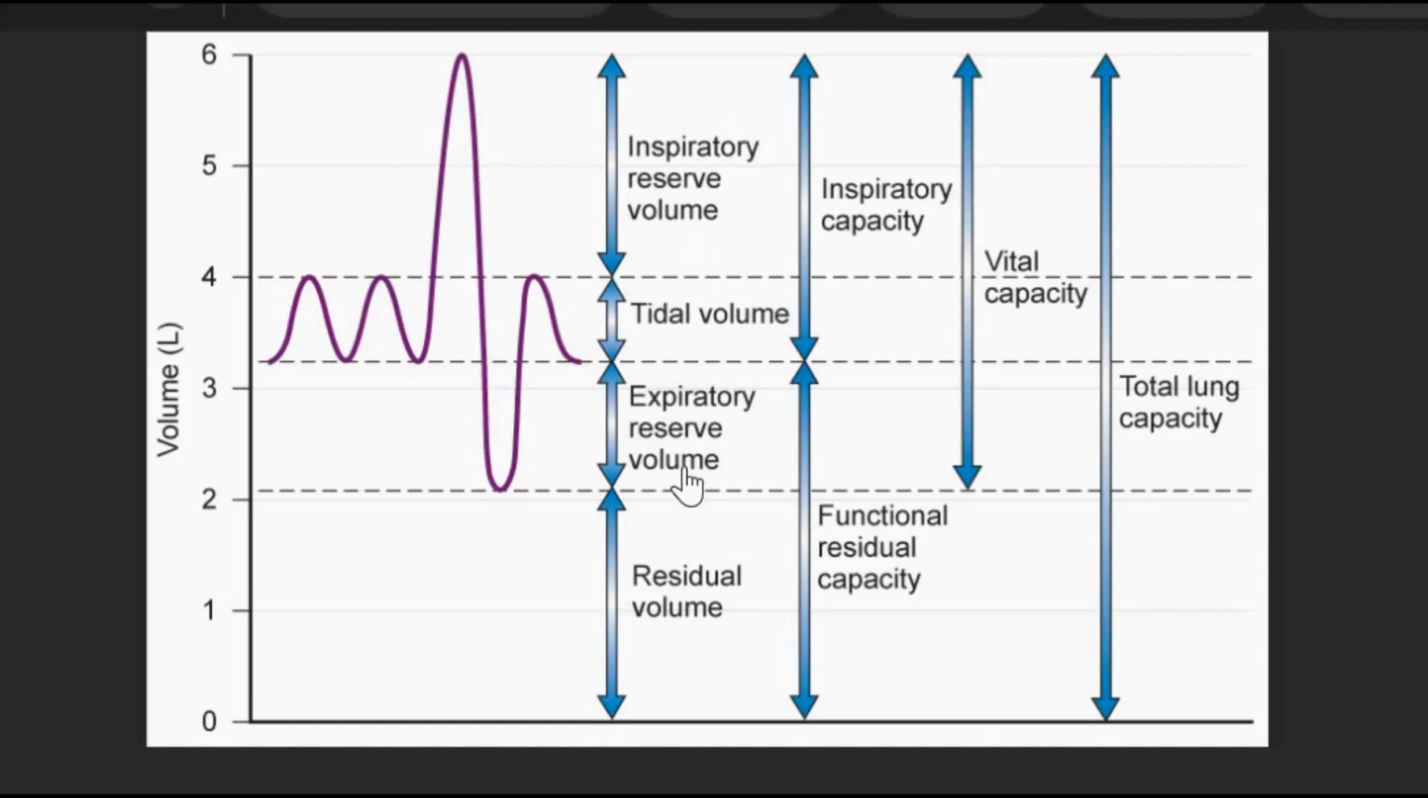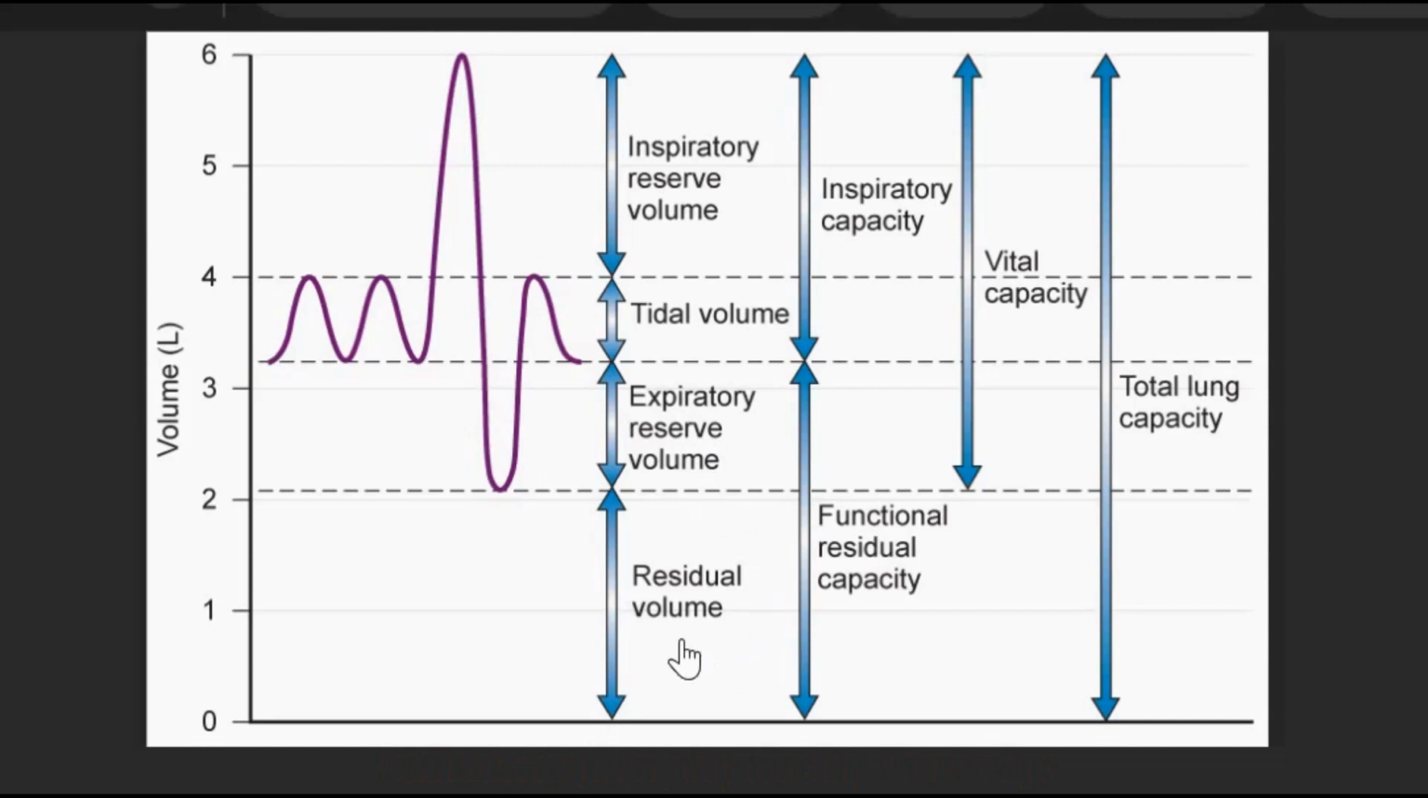Now what is expiratory reserve volume? Same as inspiratory reserve volume, it is the amount of air that can be forcefully exhaled following a normal respiration. You're taking a normal breath, and at the end of the normal breath you are exhaling more air forcefully. This amount of air is known as expiratory reserve volume, and it is approximately around 1 to 1.5 liters.